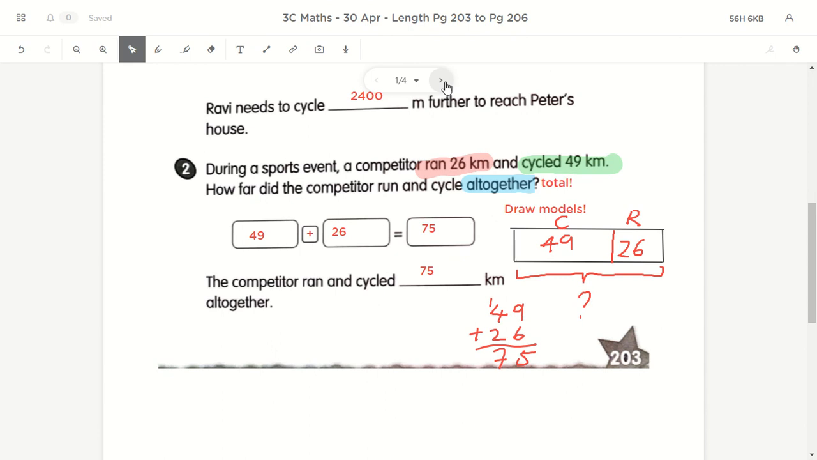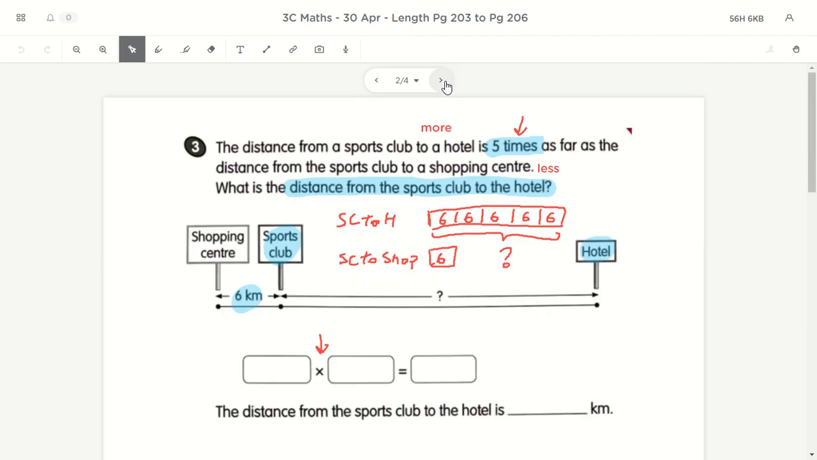Now let's go on to question 3. Question 3 says the distance between the sports club, which is here, to the hotel, which is here. So the first part, the distance between the sports club and the hotel is 5 times the distance between the sports club and the shopping center. One way to show it is through using a distance line, which is this. The usual way we do it is to use models. So let's look at the models.